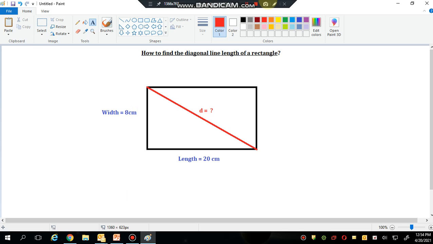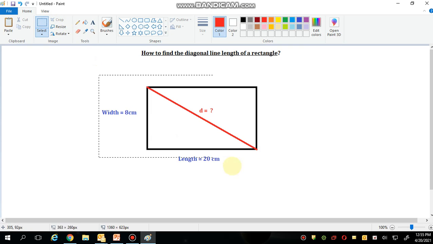Today I'm going to show you how to find the diagonal line length of a rectangle. You can see in my example over here, I've got a rectangle. The width is 8 centimeters long and the length of this rectangle is 20 centimeters long. And we'd like to find the D. What is the length between this side of the diagonal to the other side of the diagonal of this rectangular box? And to do this, we're going to need a formula.